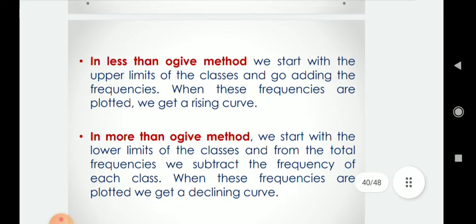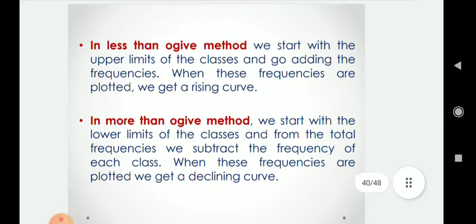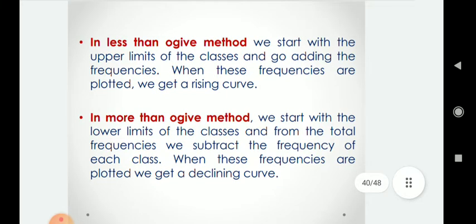a method. In the less than ogive method, we start with the upper limits of the class intervals and go adding the frequencies. When these frequencies are plotted, we get a rising curve. Remember, less than ogive is generally used in statistics. If they ask you to draw only ogive, you have to draw less than ogive, and it is a rising curve. It rises from left to right.